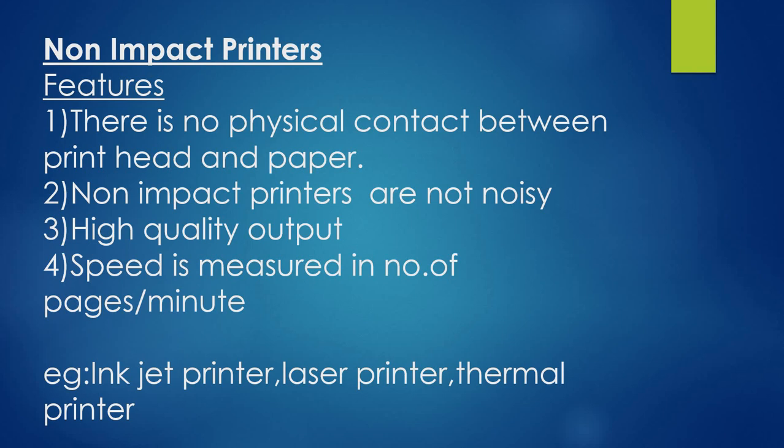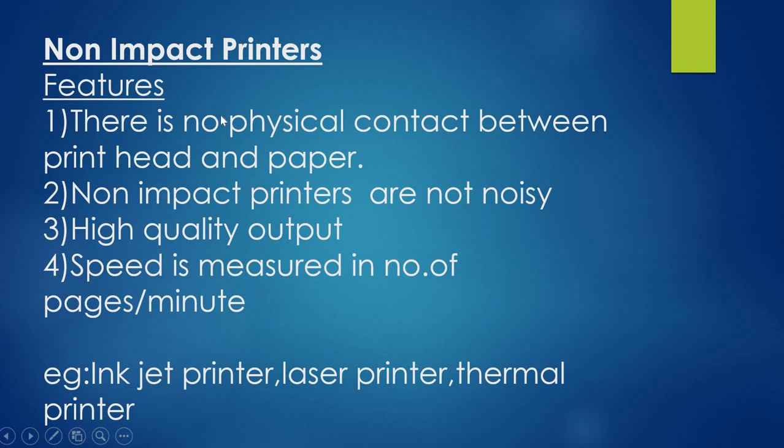Non-impact printers. In non-impact printers, there is no physical contact between the print head and paper. So these non-impact printers are not noisy. They do not make that much sound. Then high quality output is produced. Speed is measured in number of pages per minute. Examples: inkjet printer, laser printer, thermal printer. These are examples of non-impact printers.